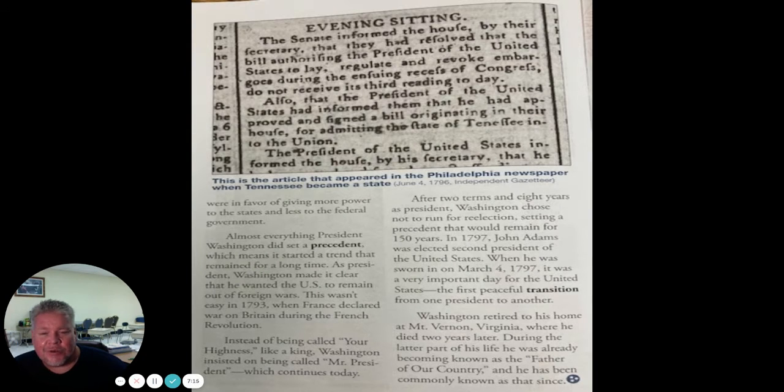So, George Washington, very, very important man in the history of our country. He fought in the French and Indian War. He was the leader, the general in the Revolutionary War. He was our first president. He set all those precedents about how a president should act when his term was over.